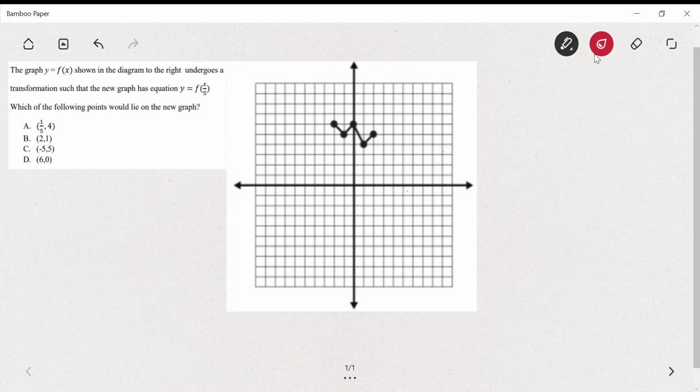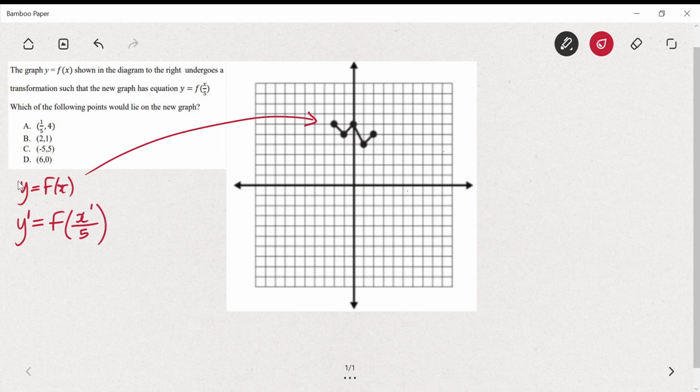We're asked to say which of the points that they've given us in the multiple choice could lie on the image graph or the transformed graph. They say that we start with some graph y equals f of x, and this graph is of all the points that are drawn over here already. And we end up with some image graph, y dash equals f of x dash over 5. So it's clear to see then that y just becomes y dash, so that's all right.